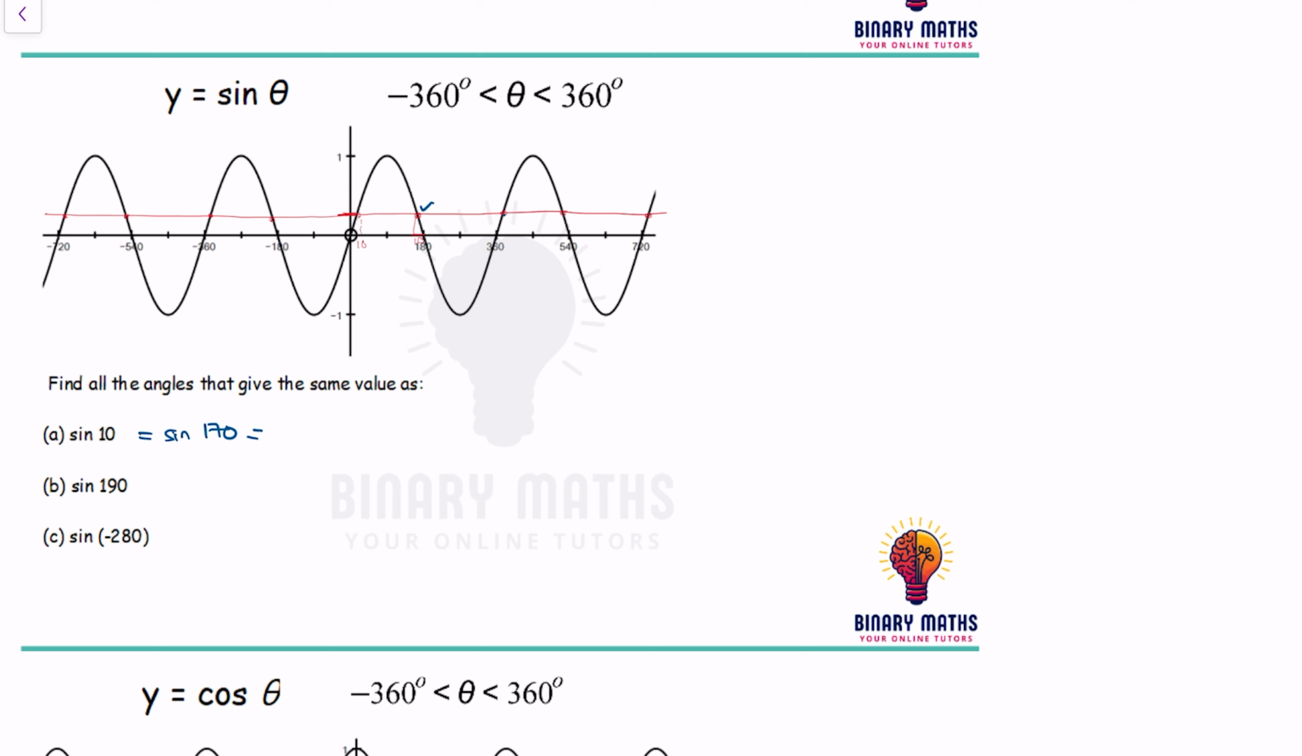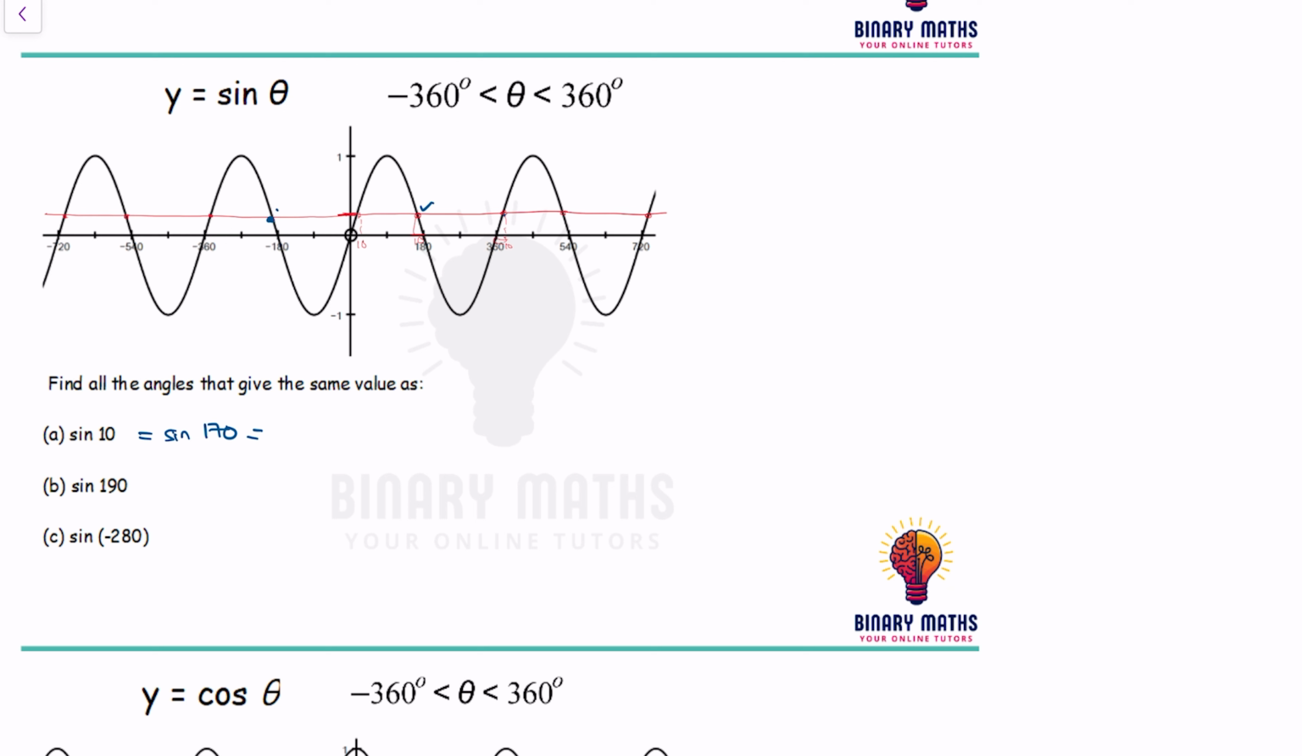Now this one, I know it's going to be more than 360, so we won't work that one out. But if we were to, it would just be 360 plus 10, which is 370. But we don't need that one, so don't worry about it. Okay, so what we need to find next is this one.